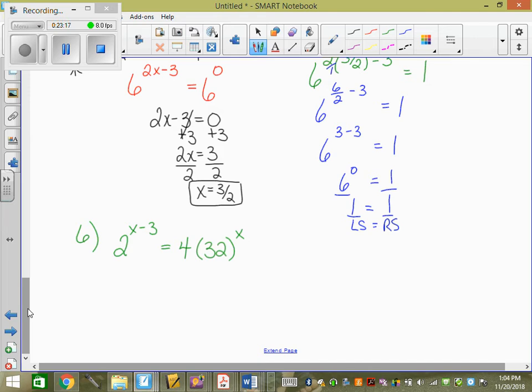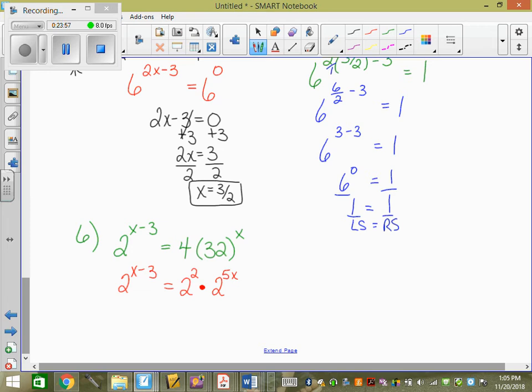Okay. Sorry, Jen. So, what base can I make them all be? 2. Okay. So we get 2 to the x minus 3. 4 is 2 to the what? 2 to the 2. And then I'm going to put a little multiplication symbol in here because I'm multiplying it by 32, which is 2 to the 5, I think it is, right? 2 to the 5 times x, so it's just 2 to the 5x. We agree?